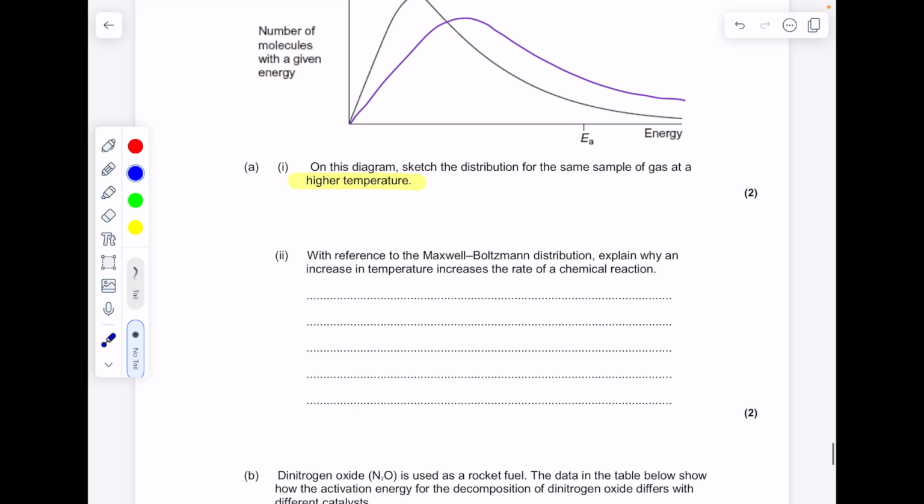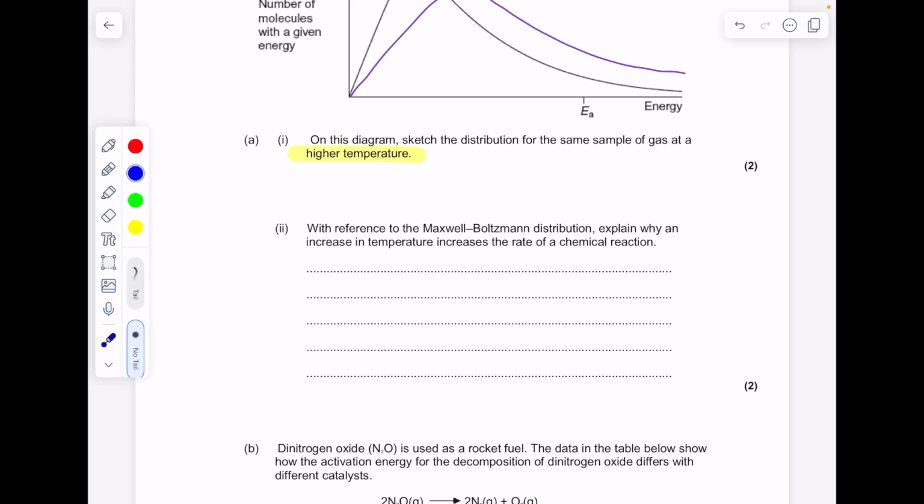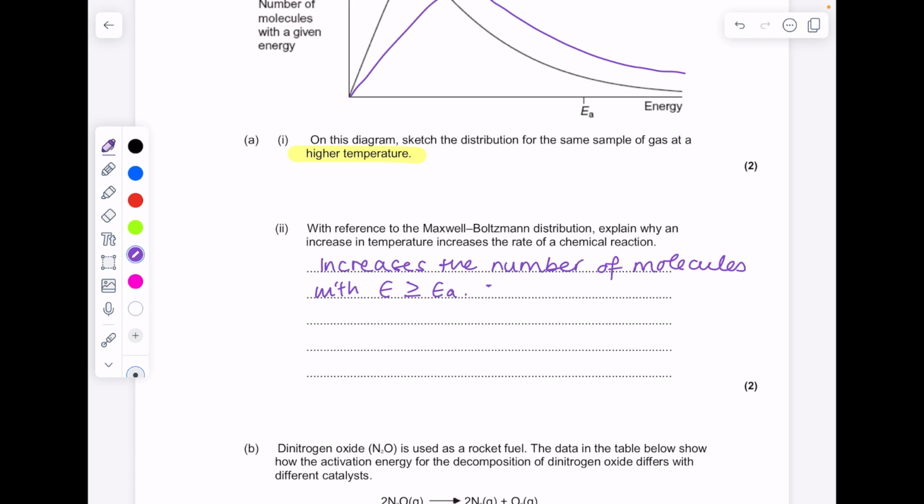With reference to the Maxwell-Boltzmann distribution, explain why an increase in temperature increases the rate of a chemical reaction. So by increasing the temperature, you increase the number of molecules with energy greater than or equal to the activation energy, meaning that there are more successful collisions per unit time.